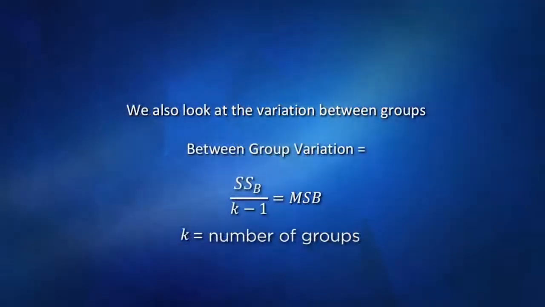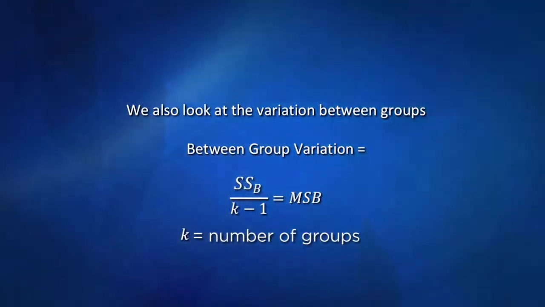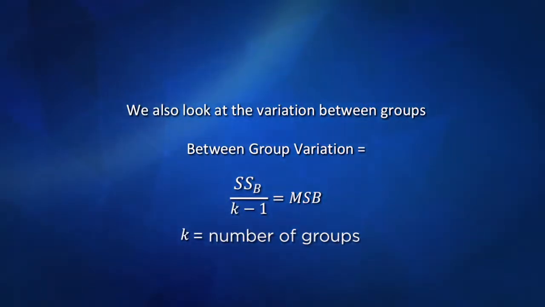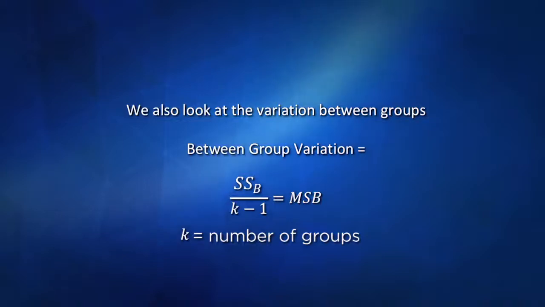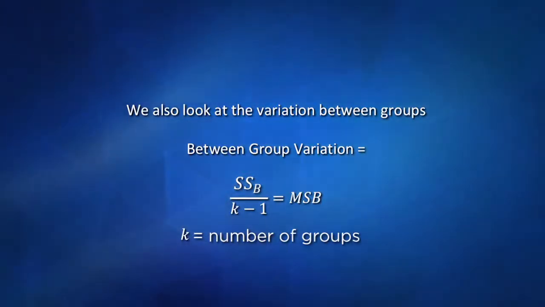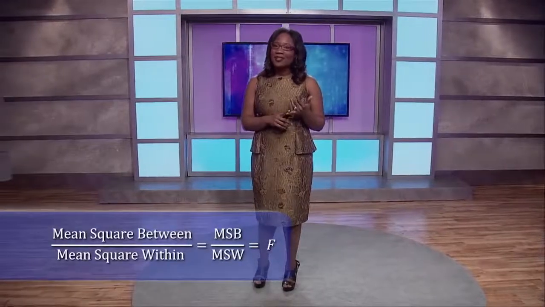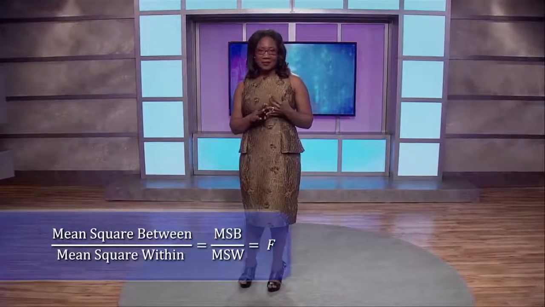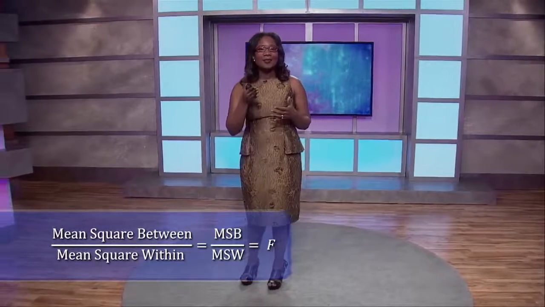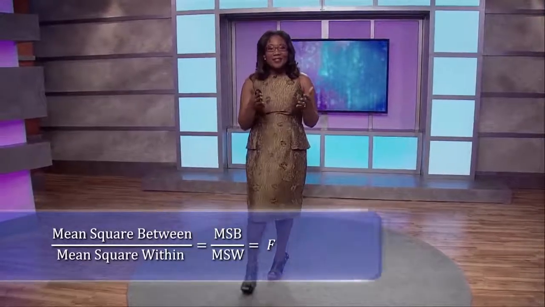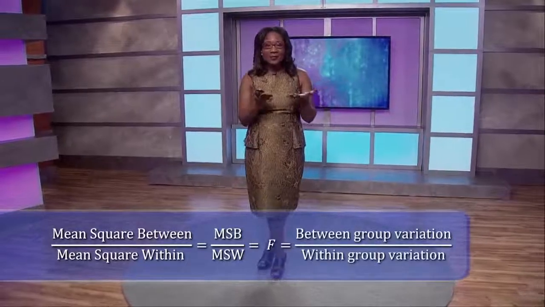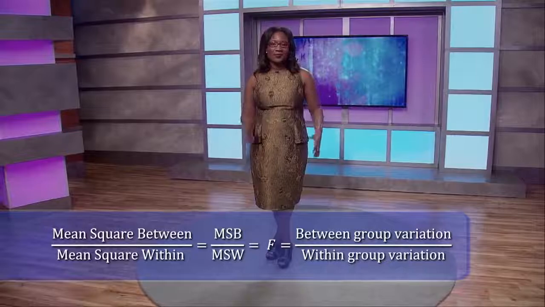Now, we can also look at the variation between groups, called the between group variation. This is equal to our sum of squares between divided by k minus 1, and we set that equal to MSB, which is our mean square between, where again, k is the number of groups. Now let's remember, what's our goal? We want to compare the sources of two variations, the mean square within and the mean square between. And so our test statistic, F, is going to be the ratio of those two things. So F is going to be equal to our between group variation, or MSB, divided by the within group variation, MSW.